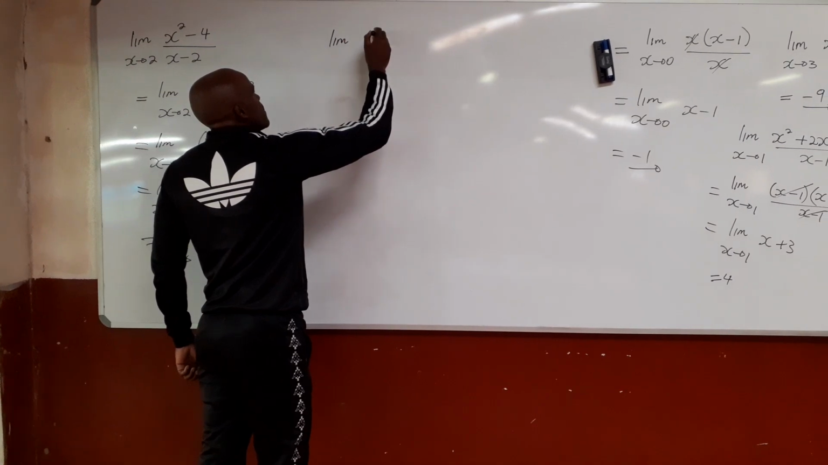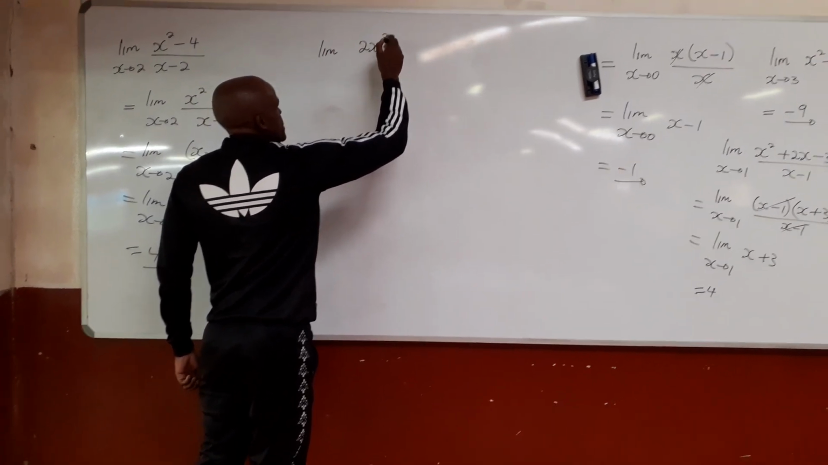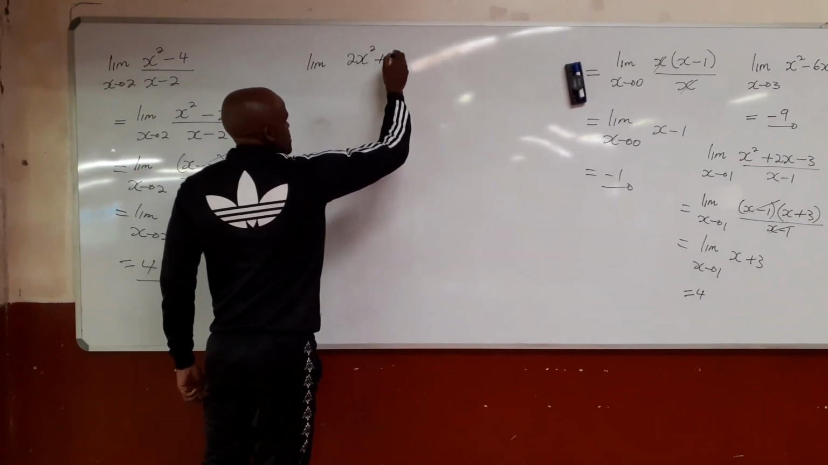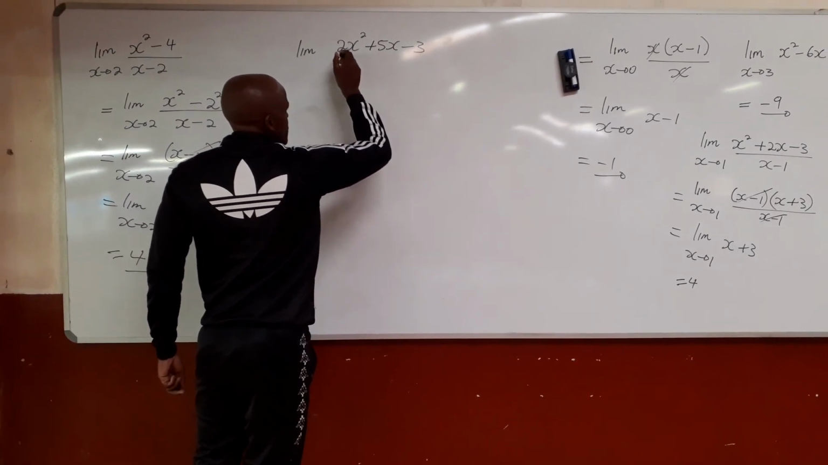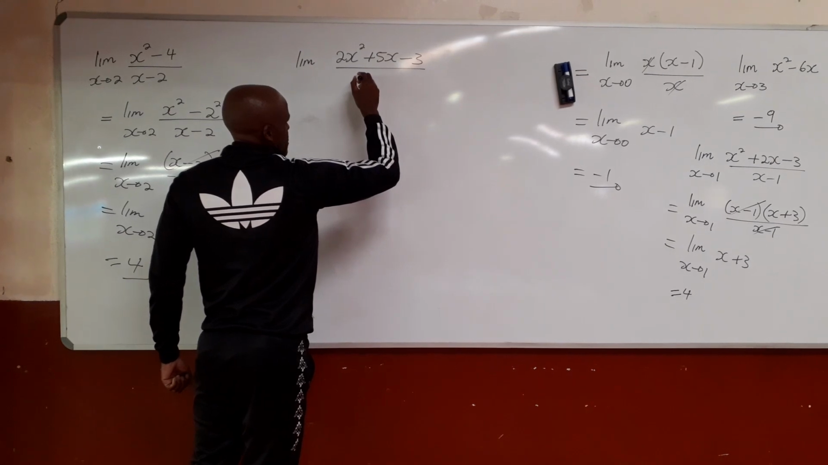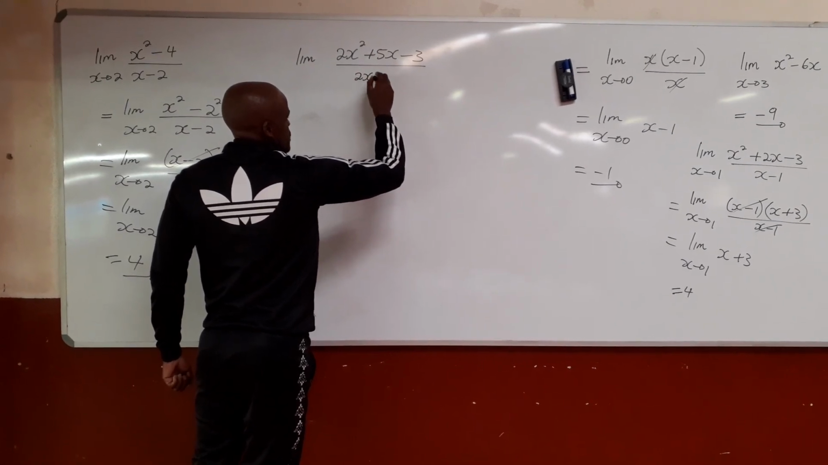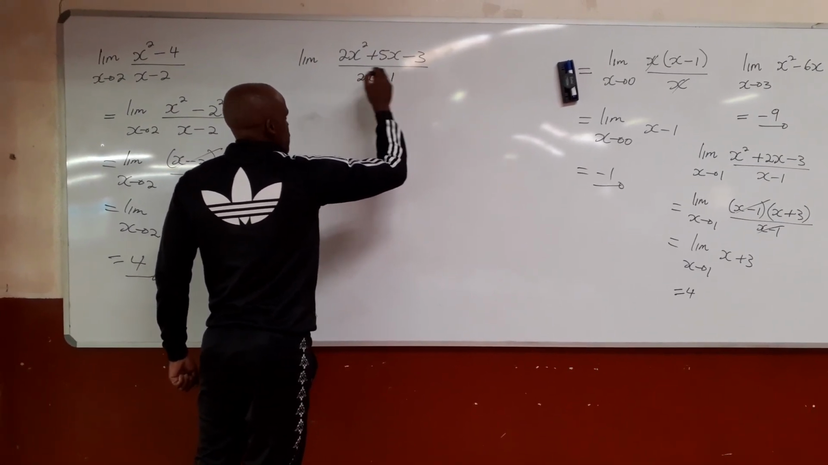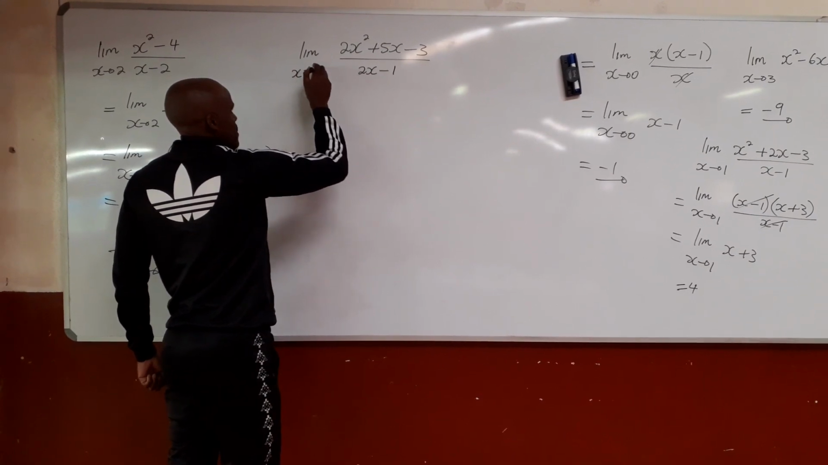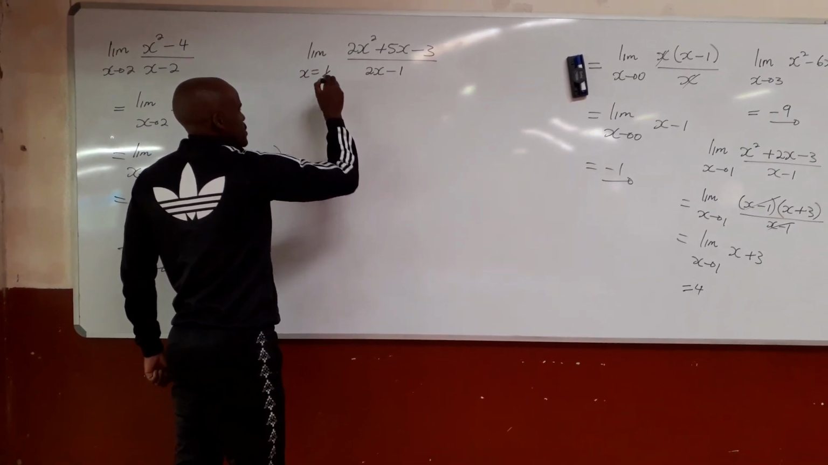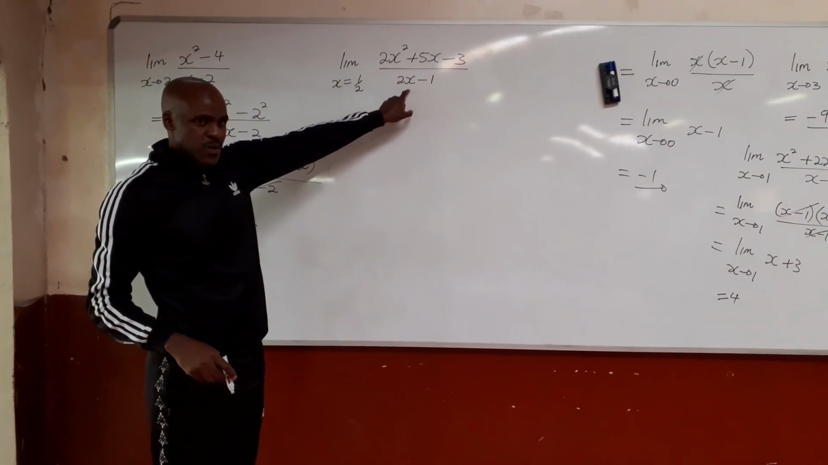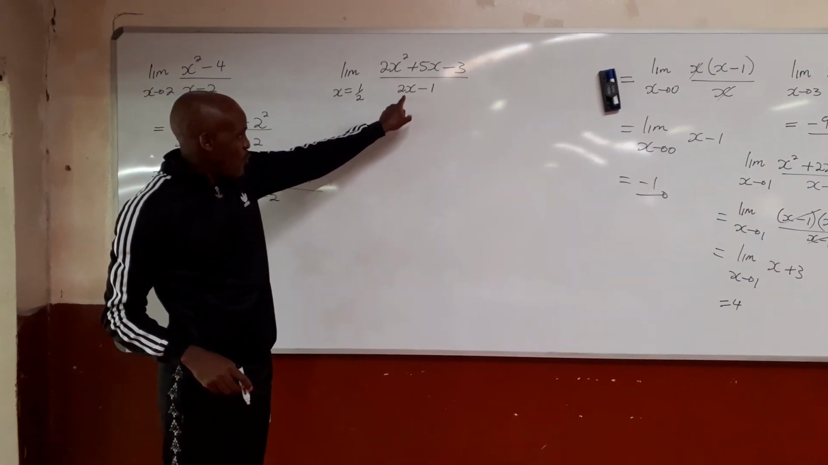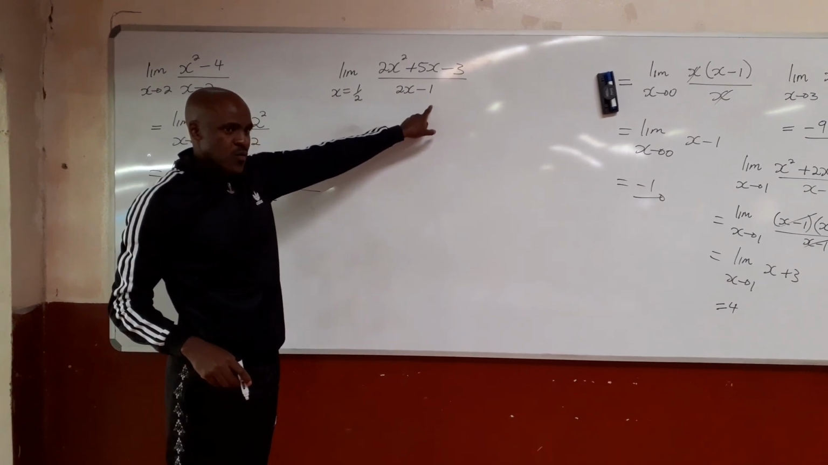The limit of 2x squared plus 5x minus 3, all divided by 2x minus 1, where x approaches 1 over 2. So when you look here, if you are to put 1 over 2 in the place of x, we are going to have 1 minus 1, which is 0.